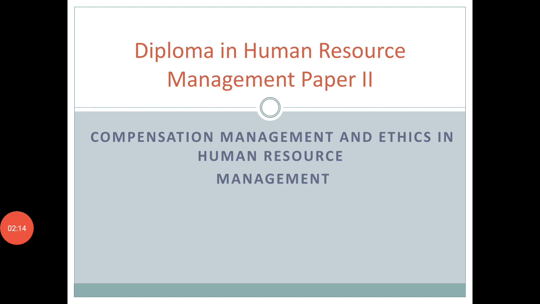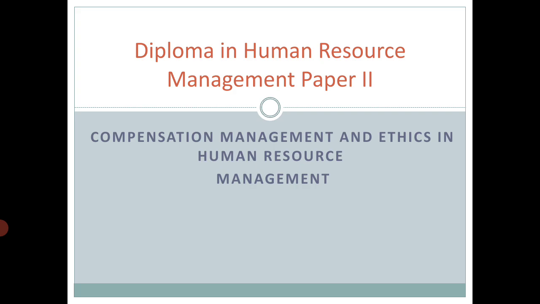Now, paper number 2 is entitled Compensation Management and Ethics in Human Resource Management. What is the title of paper number 2? The title itself is Compensation Management and Ethics in Human Resource Management. So what is this paper all about? We are also clear with paper number 3.